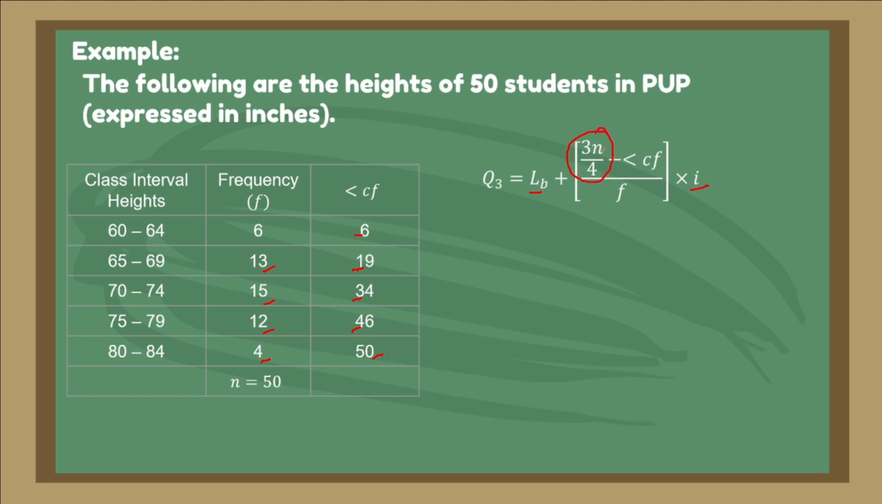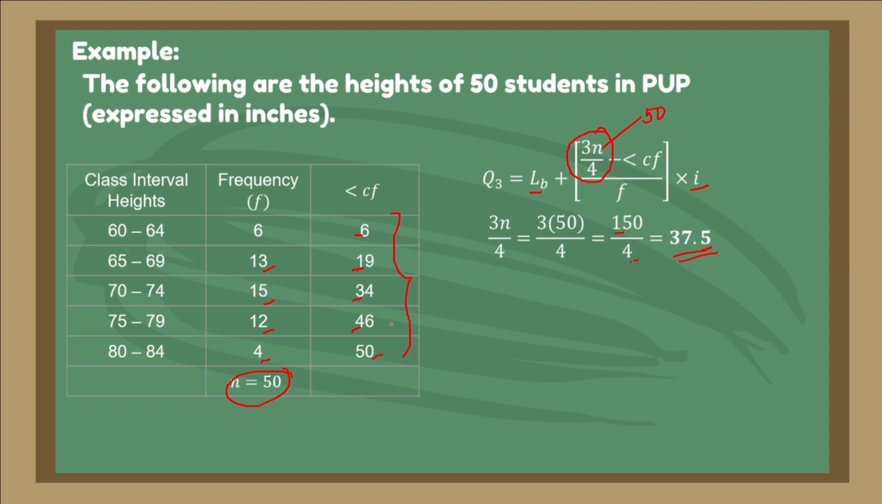The value of our n is 50. It came from here, 50. So let us substitute 50 for n. 3n over 4 is equal to 3 times 50 over 4. 3 times 50 is 150 over 4. Then 150 divided by 4 is 37.5. After we get 37.5, we need to look it up in the less than cumulative frequency column.